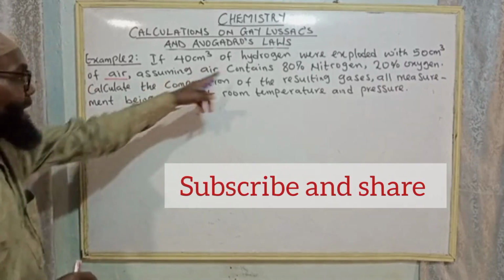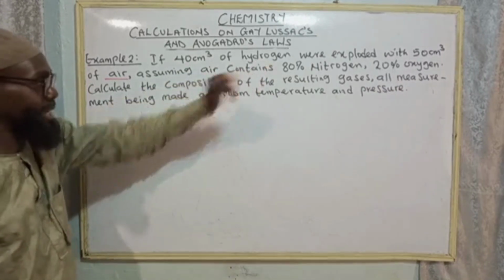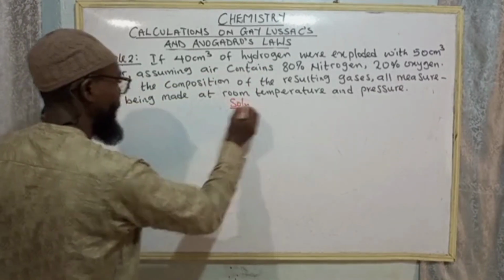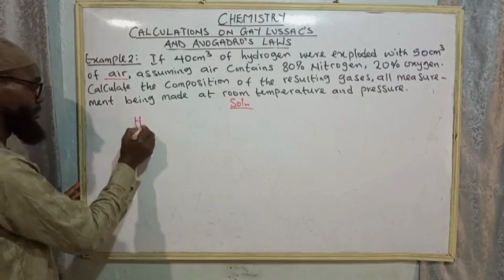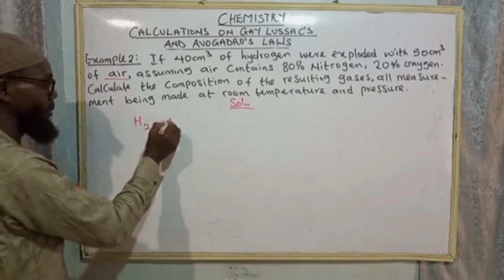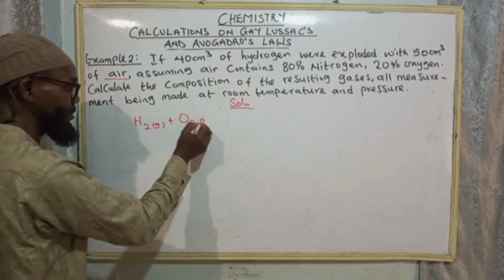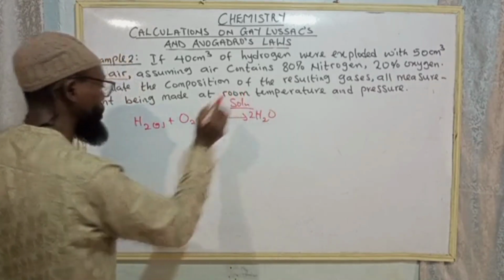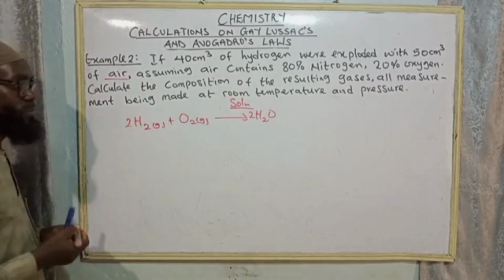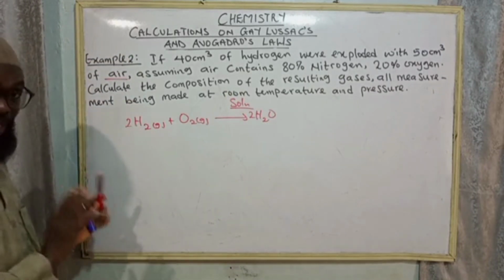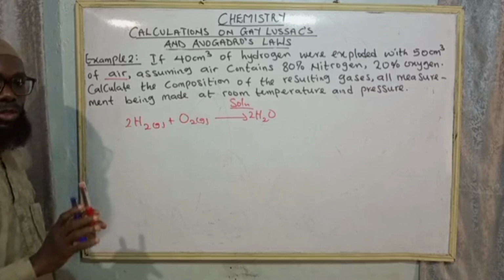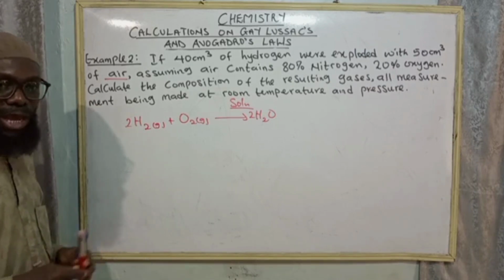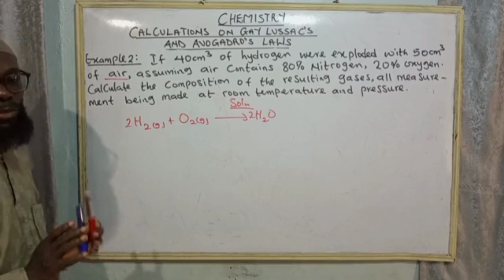Now, hydrogen was exploded with air, meaning that we have hydrogen combining with oxygen in air to give water vapor. So you must write a balanced chemical equation before you can move on. The equation must be balanced. You can check the lesson where I've discussed the balancing of chemical equations.